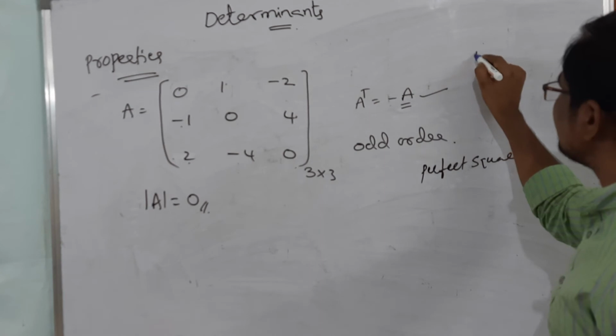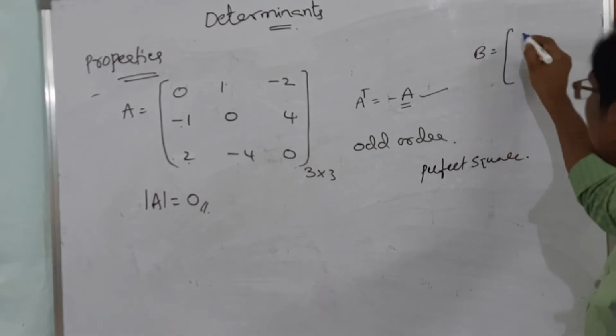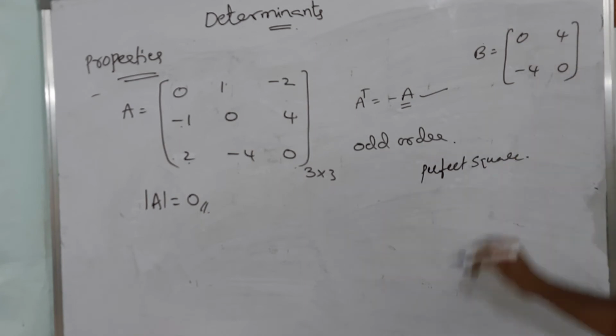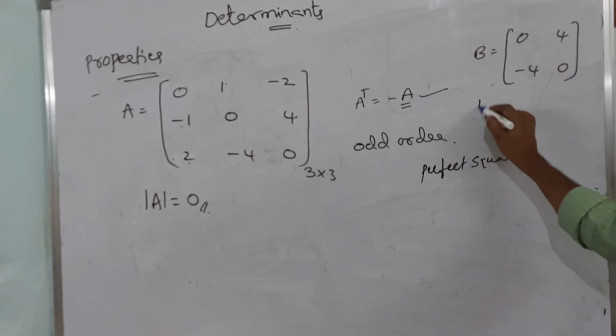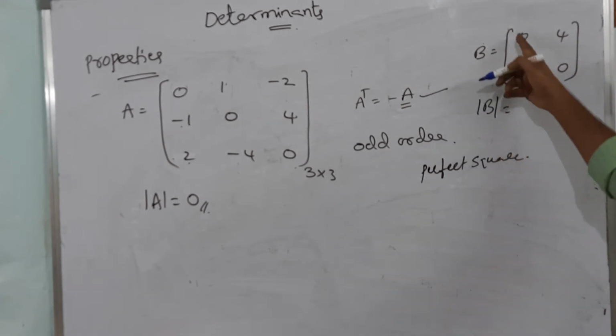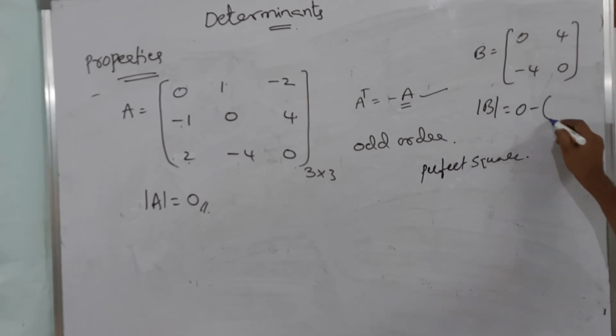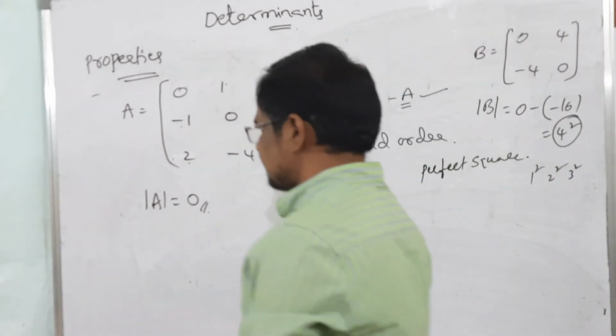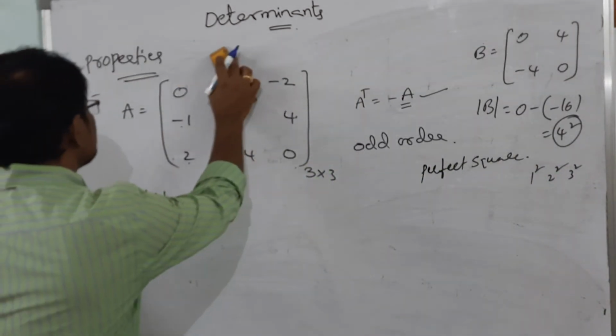Suppose you take one example, 0 4 minus 4 0, this is a skew symmetric matrix. If you take the determinant of this, 0 minus of these two, minus of minus 16, that is equal to 4 square. So a non-zero perfect square: 1 square, 2 square, 3 square, like this you will get. Like that we have to take. Next property.